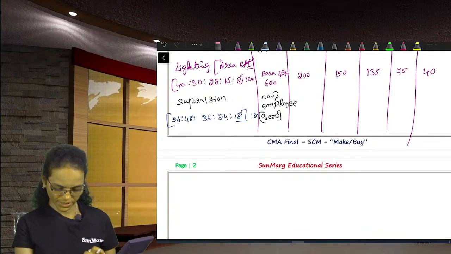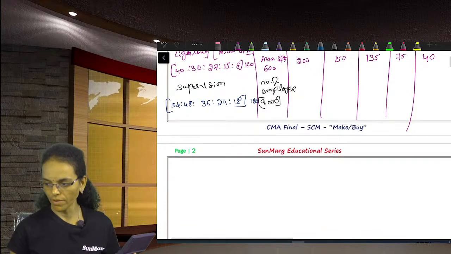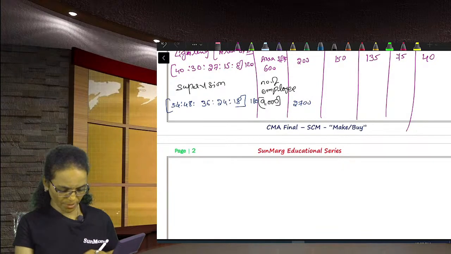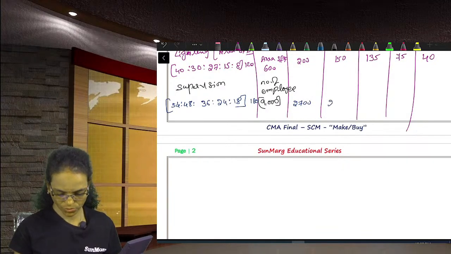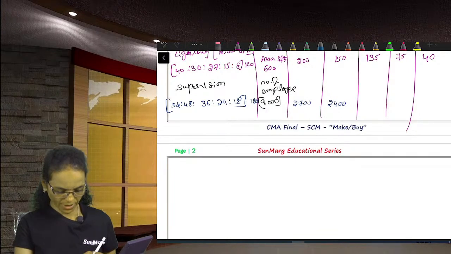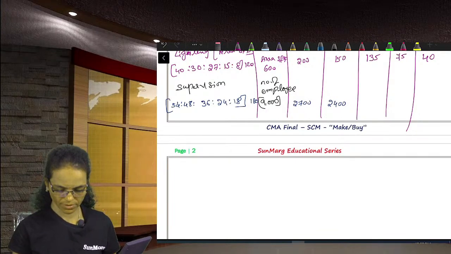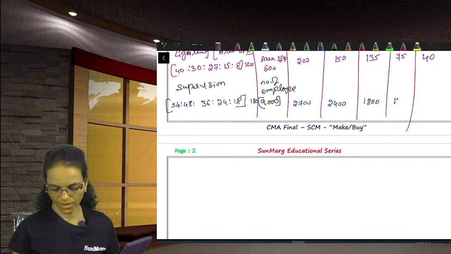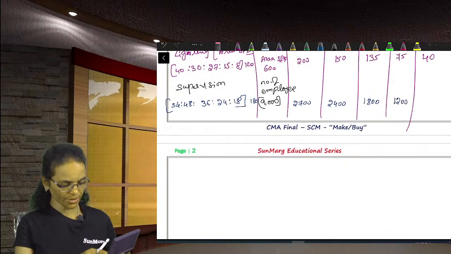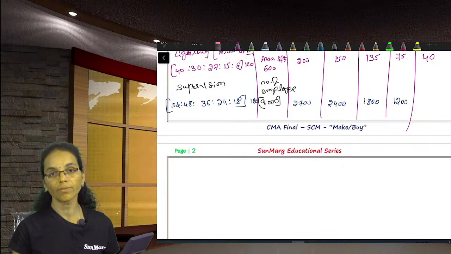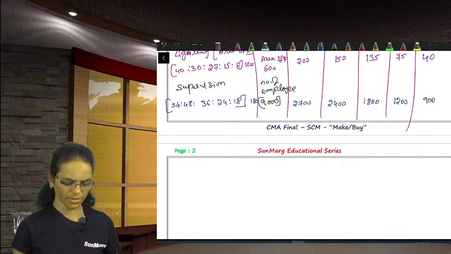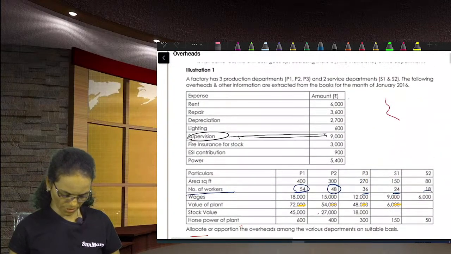54 divided by 180 into 9,000 is nothing but 2,700. To the same answer, divided by 54 into 48, that is 2,400. Divided by 48 into 36, 1,800. Divided by 36 into 24 is 1,200. Divided by 24 into 18 is 900. So supervision is also completed.